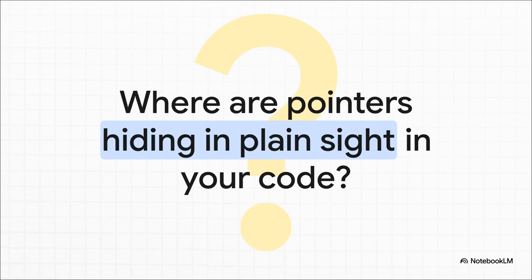So I'm going to leave you with a final thought, a challenge. Now that you've seen the ghost in the code, now that you can recognize this pattern of a variable holding an address instead of the thing itself, where else in your own code, in the projects you work on every day, are these pointers hiding in plain sight, quietly making it all happen?